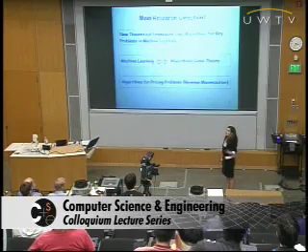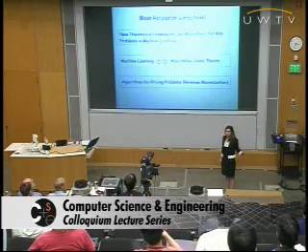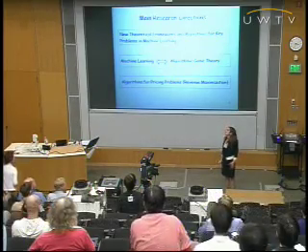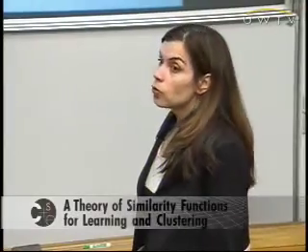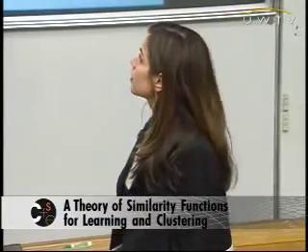But first of all, let me start by mentioning that my research so far has had three major components. The first one has been developing new theoretical frameworks and algorithms for classic and modern learning approaches. The second component has been focused on establishing new connections between machine learning and algorithmic game theory. And finally, I have also been working on pure algorithmic questions, particularly on algorithmic questions motivated by pricing problems. And today, I'll focus on a few pieces of work that fall into the first category.